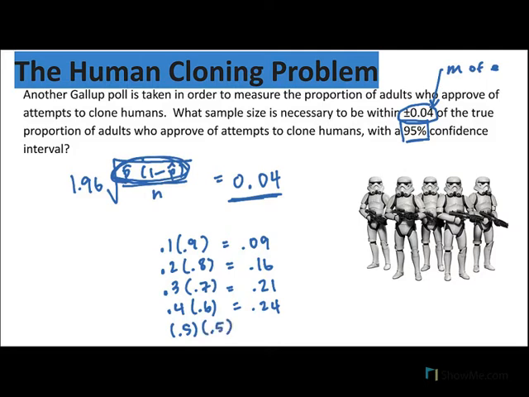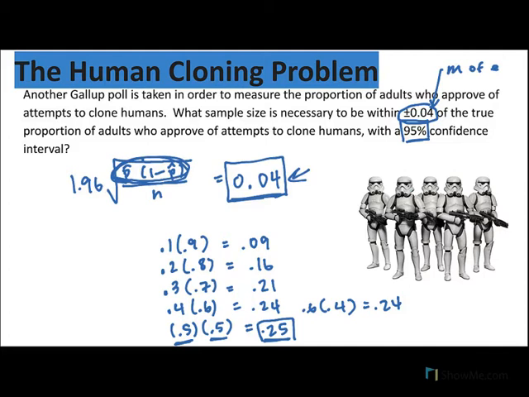if p is 0.5, the value on the top of that fraction would be 0.25. And then at that point, if p is 0.6, we're going back down. So 0.25 is the actual largest value I can get on the top of that fraction, which means if we want to make sure that 0.04 is the absolute largest margin of error that I'm going to get, and I don't actually know what p hat is, then this is what I should be using on the top of that fraction. That way, no matter what ends up happening in the real sample, I know that 0.04 is the absolute largest margin of error that I'm going to end up getting no matter what.